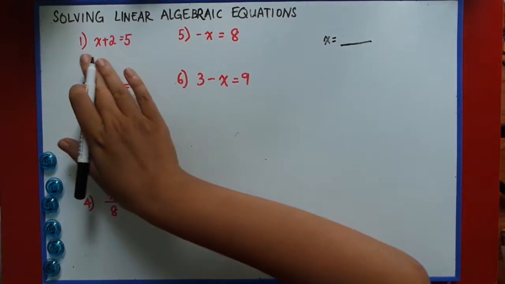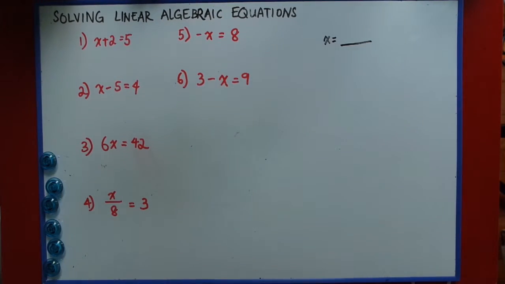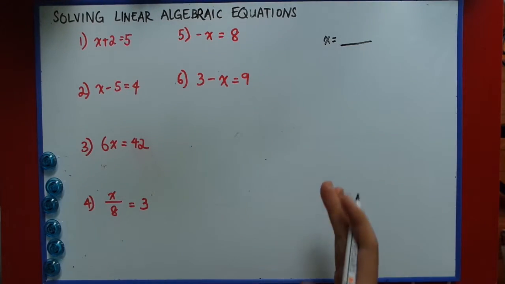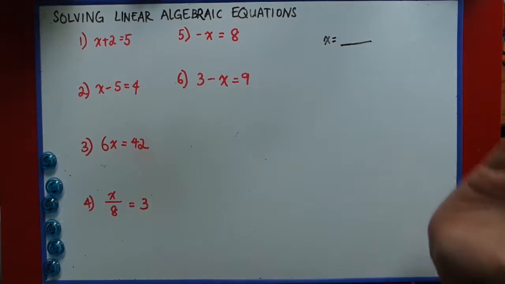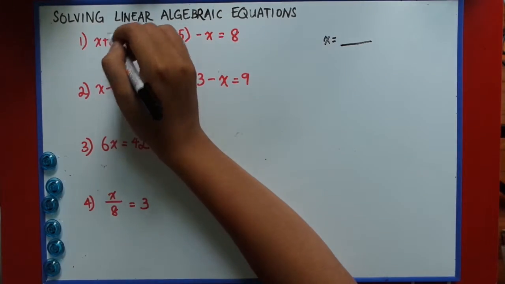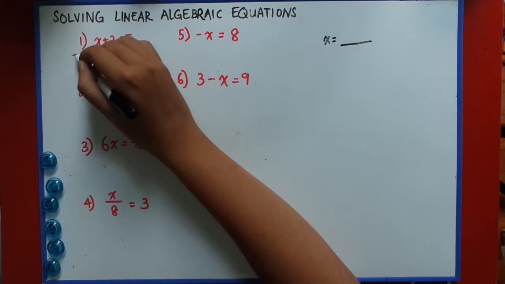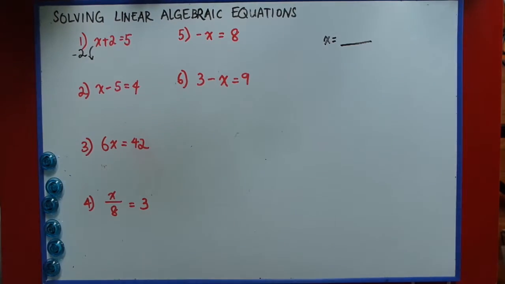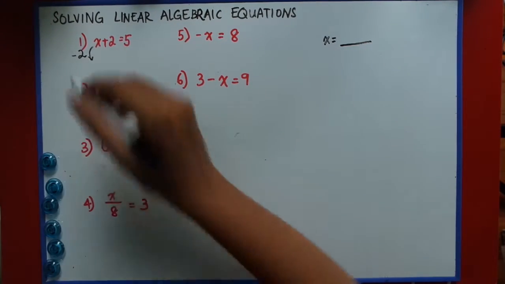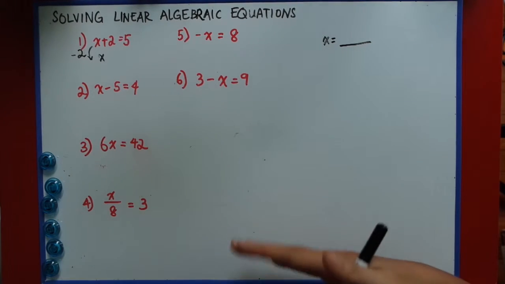Now x is not alone. x has a friend, the number 2, here. To isolate x, meaning I want to have x as alone as possible, I have to take away this 2. So I minus 2 on the left hand side, because once I minus 2, I will get x. x plus 2 minus 2 is x plus 0.